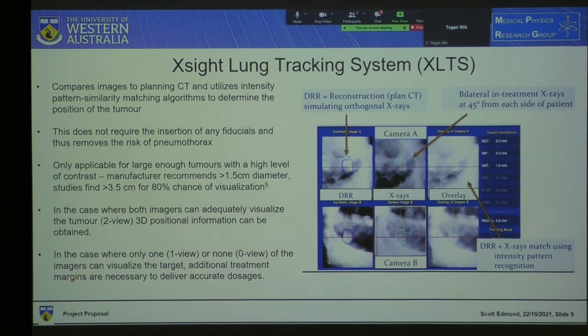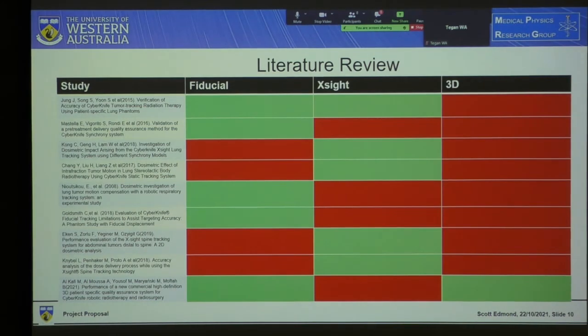So we have 2-view, where both of the imagers can visualize the tumor, which gives 3D positional information. Sometimes that view might be blocked by the ribs or any other sort of interfering object. That can be known as 1-view in the case where only one can visualize it, or no view. This uncertainty means that we need to add margins in the dimension that's not being adequately visualized in order to account for it.